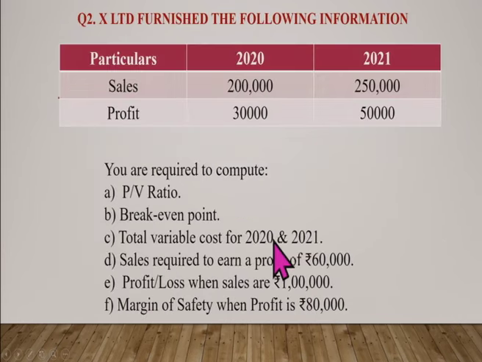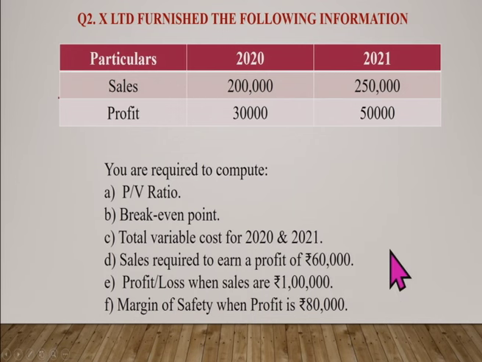This is the way to calculate the variable cost when they give 2 years of sales and profit data. And next, we have to calculate the sales required to earn a profit of 60,000. It means, to earn 60,000 profit, how much sales we have to maintain. That is very important. Here we already know the profit and the fixed cost.